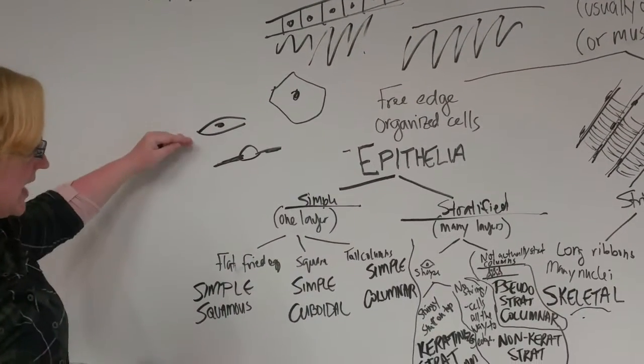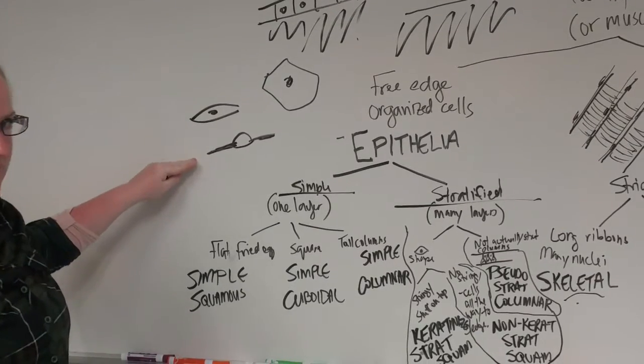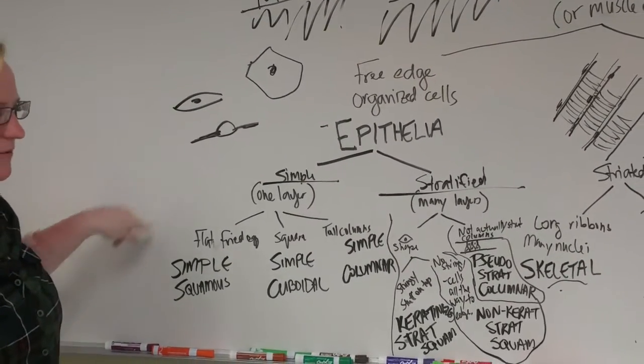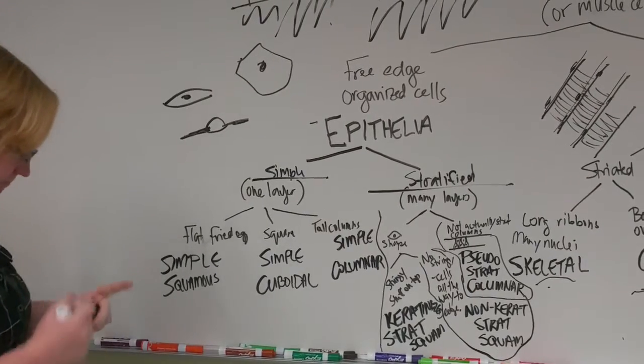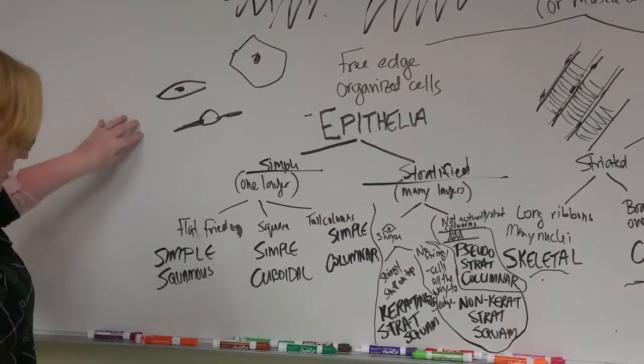So if you look at it from the side view, it's either going to look like an eyeball or like a fried egg. Particularly, it looks like a fried egg if you find it in the simple form. If you look at it from the top, it looks like this polygon shape. So there's your first shape, squamous.